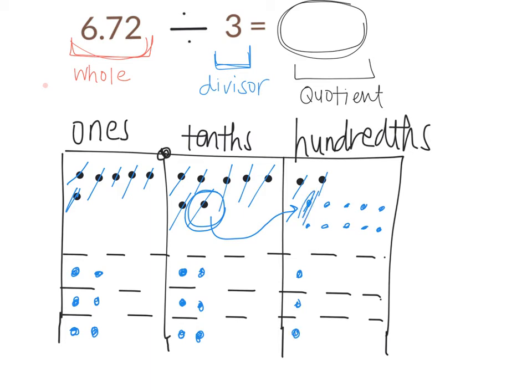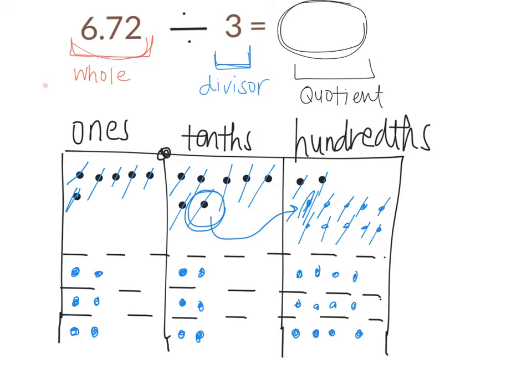Okay, do I have more? Yes. Okay. Do I have more than 3? Yeah. Okay, so I can share those. Now that I've done a second round, do I still have more than 3? Yeah. Okay. Now that I've done a third group, do I still have more than 3? Yeah. I have exactly 3. Oh, that's nice. Okay, so 2, 3.